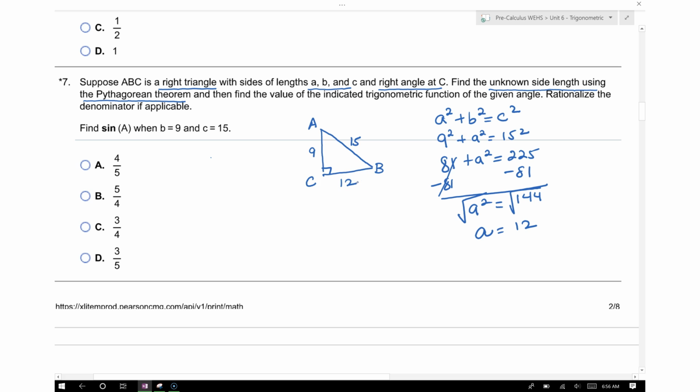So now I need to find sine of A. So here's A. And I know it's going to be opposite measurement over the hypotenuse measurement. So the opposite is 12, and the hypotenuse measurement is 15. We can factor out a common factor of 3. So we're left with 4 over 5. So sine of A is equal to 4 over 5. So your answer is A.